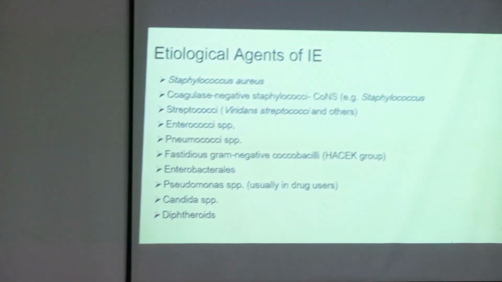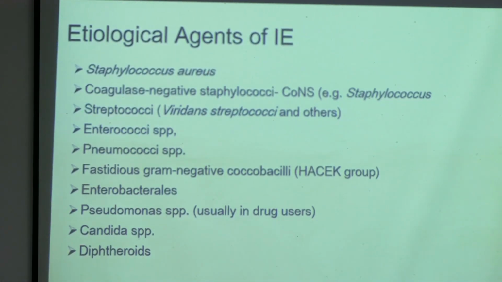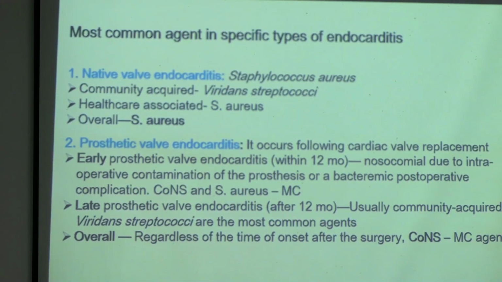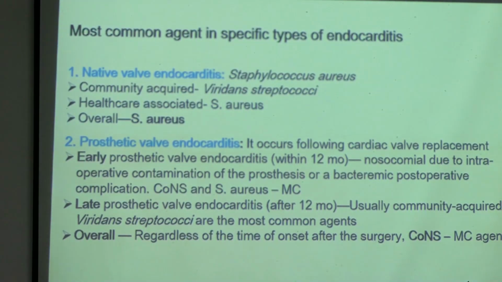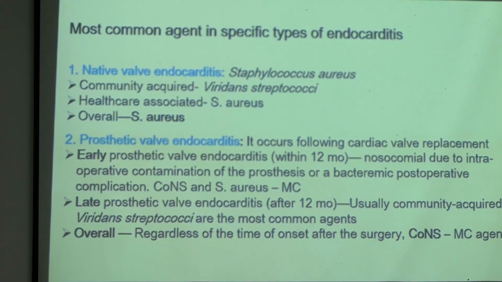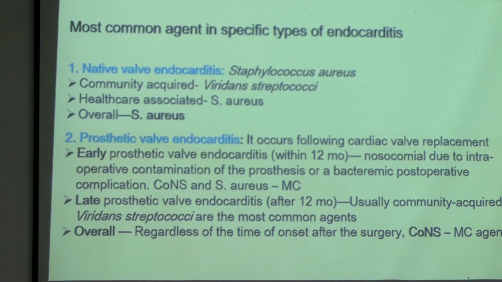The streptococci, enterococci, pneumococci. Now some fastidious organisms like the HACEK group. Then you have the gram negatives, that is the enterobacteria, Pseudomonas, and sometimes Candida species in the nosocomial setup, if it is hospital acquired. Then diphtheroids. Some specific types we'll have to know because there is a wide range of etiological agents. Now for which type of infective endocarditis, what all organisms are responsible, you have to know that.